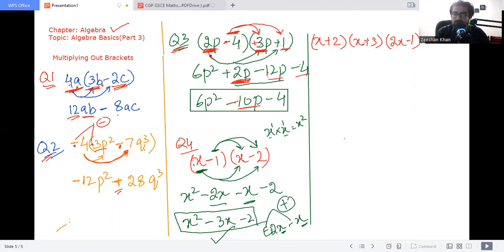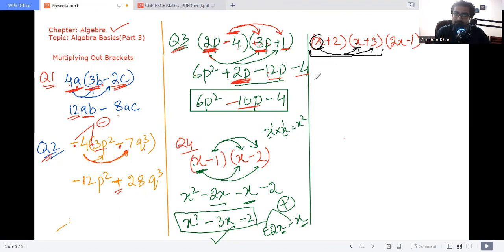Now, multiplying three brackets is a bit more advanced. The process is that we first solve two brackets. When we get the answer for these two, we then multiply that answer with the third one. So let's solve it together. We will multiply x with x, and then x with 3. Obviously, we'll multiply 1 with both of them in the bracket.